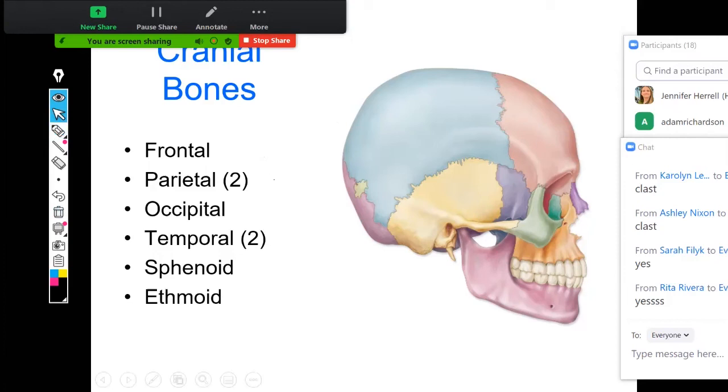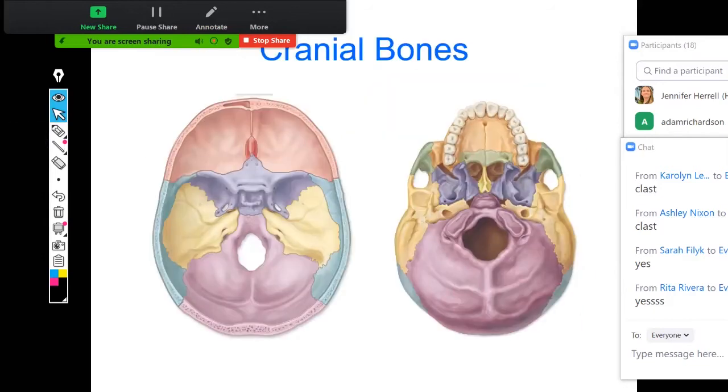Let's look at them from some other angles. Yeah, here's where it gets tricky, right? When you flip the skull over. So, okay, this is the anterior view. Here's anterior up here. Here's posterior view. So internally, you guys tell me, what do you think? What are these big reddish pink bones up here on the front? You got it. Frontal.